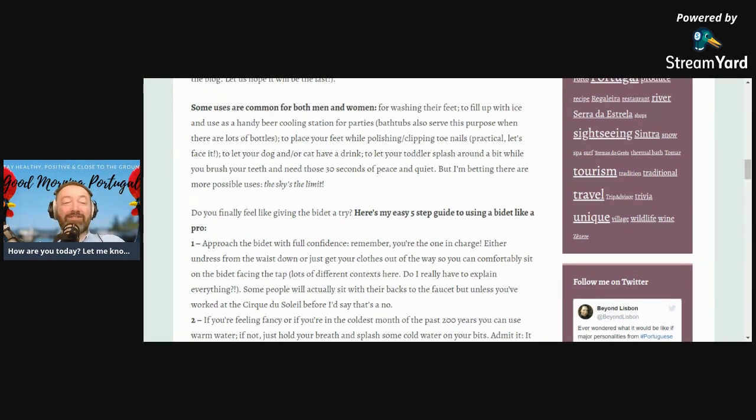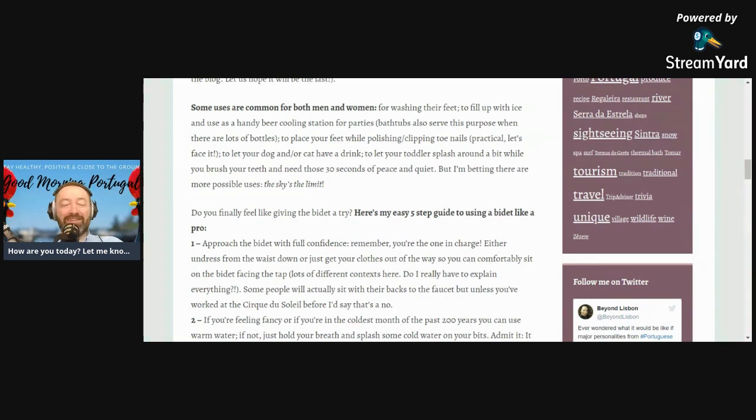Let's face it. To let your dog and or cat have a drink. To let your toddler splash around a bit while you're brushing your teeth. And those 30 seconds of peace and quiet. It never occurred to me to have it as a kind of child-minding thing. Where I'm from, we use a telly. But in Portugal, you might use the bidet to keep your kids happy for a while.